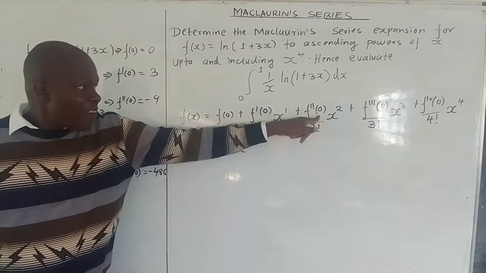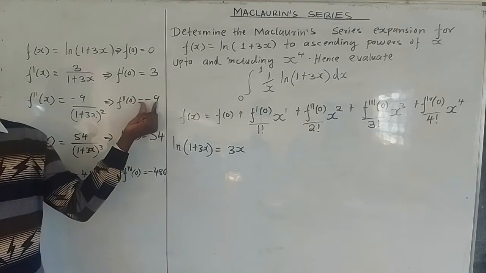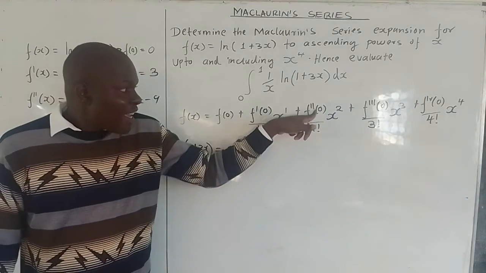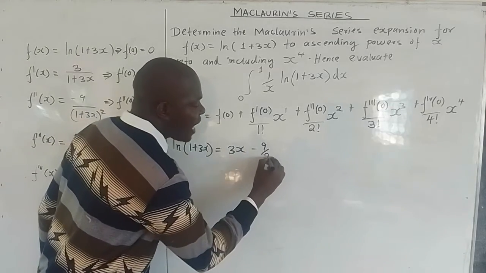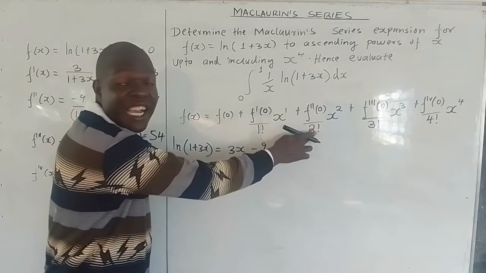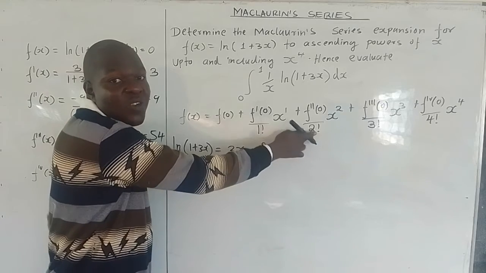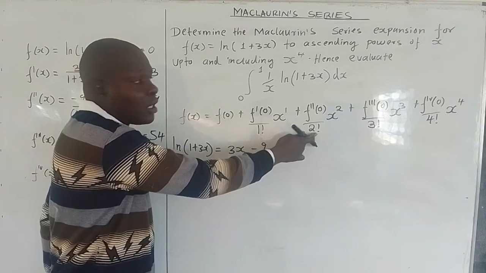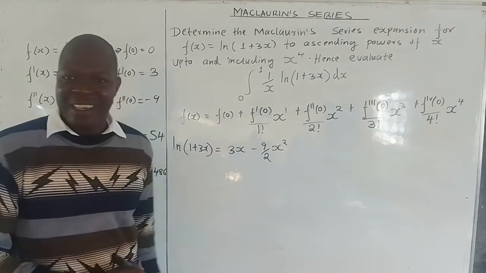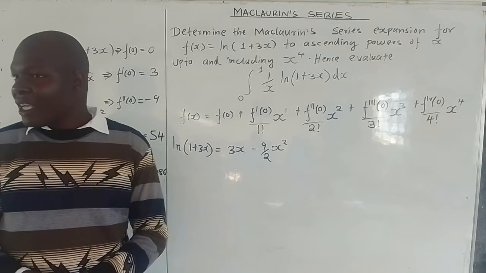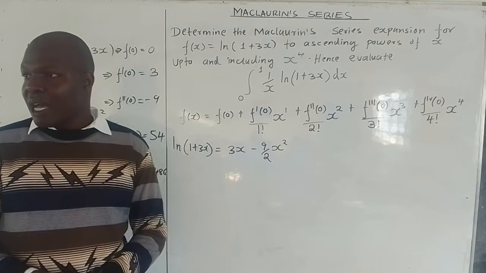So the third term, f double prime of 0, you found to be negative 9. So go to the calculator, negative 9 over 2 factorial. That is negative 9 over 2, isn't it? Because 2 factorial is just 2. Negative 9 over 2 factorial times x squared, so you get negative 9 over 2 x squared. Are we together?